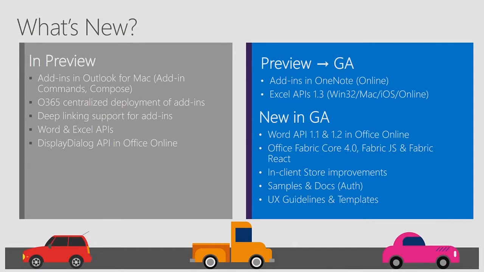Add-ins in OneNote online. So OneNote is sort of our new app to the whole add-in platform, and they're only supporting online now, so it'll be coming to desktop and Mac and everything else soon. The Excel API 1.3 has moved to GA, and then these new in GA, these are things that didn't go to preview, but came just directly to GA. Office Online now supports Word API 1.1 and 1.2.